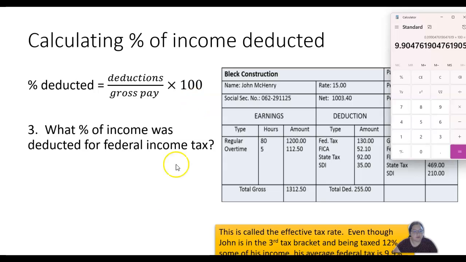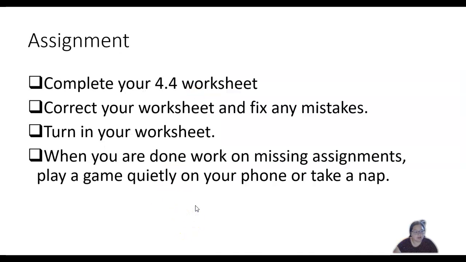So that is all for today's lesson, all of your new material. My expectation today is that you complete your 4.4 worksheet, correct it, and fix any mistakes that you find. So you'll be looking at 2 pay stubs, finding the information, and then calculating some of these percent deducted problems. Once your assignment is completely 100% correct, then you're going to turn it in, and you can work on missing assignments, play a game quietly on your phone, or take a nap.